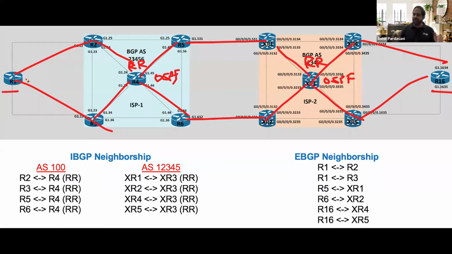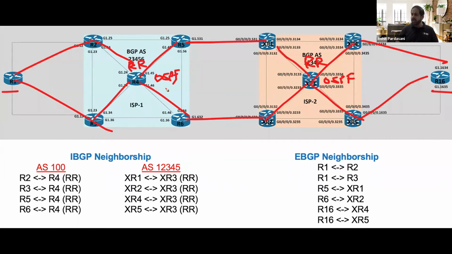Obviously, he will first check the next hop. Is the next hop reachable? Yes, they're directly connected, so the next hop is reachable. Next, he compares weight. Did I configure weight? No. I have not configured any attributes at this point. The only thing I've done is BGP neighborship. Is the route locally advertised by R1, which is R16's loopback? No, he has learned that, which means the default weight would be 0. If it was locally advertised, it would be 32768.